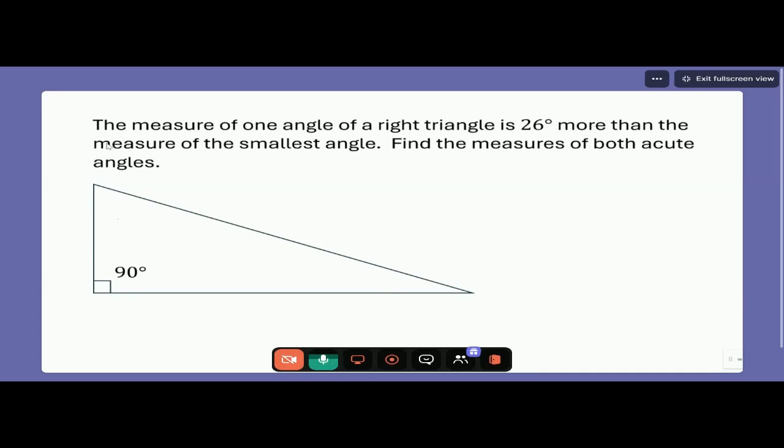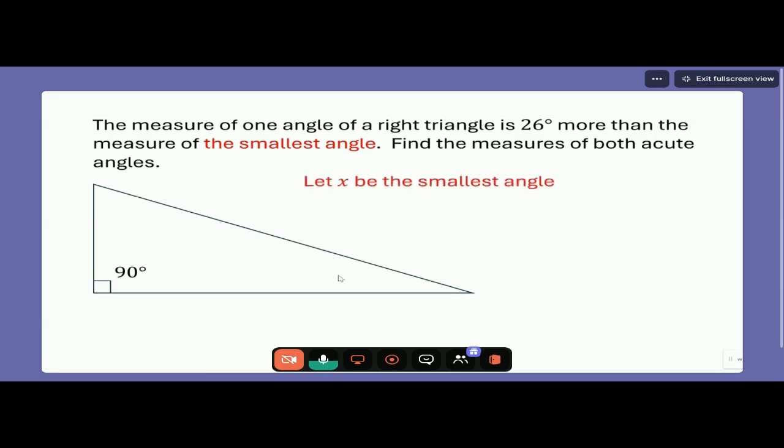Okay, so the measure of one angle of the right triangle is 26. Okay, what one angle are they talking about here? Is it this one or this one? It's hard to know, so let's start instead here. The smallest angle. Okay, that one we can identify according to the way I've drawn the triangle here. The smallest angle is going to be this one down here.